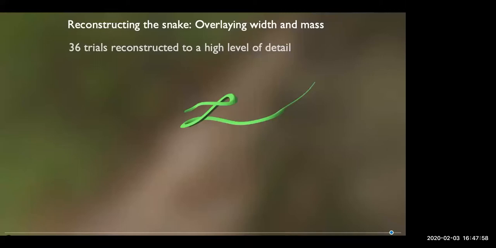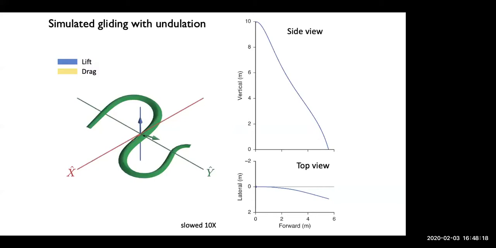We've got 36 trials that are reconstructed to a high level of detail, because it's hard to get animals to do anything. There are probably 200 trials, and 36 where the snake went right in the range where we had a good coverage of our sensors. But once we've got that, then we can ask the question, why does the snake undulate? Because if you took one of the snakes in a certain posture and dipped it in liquid nitrogen and tossed it, what would you get?